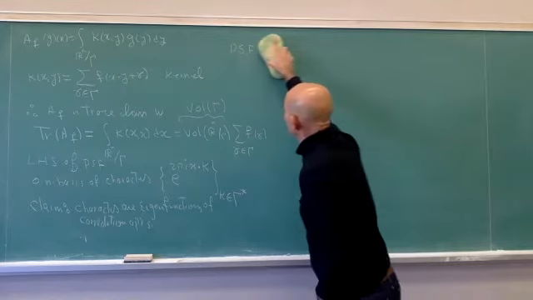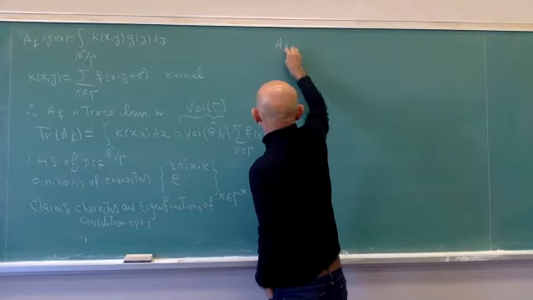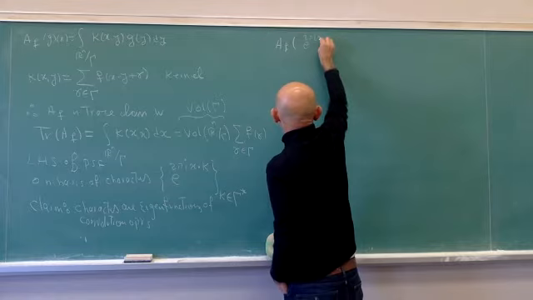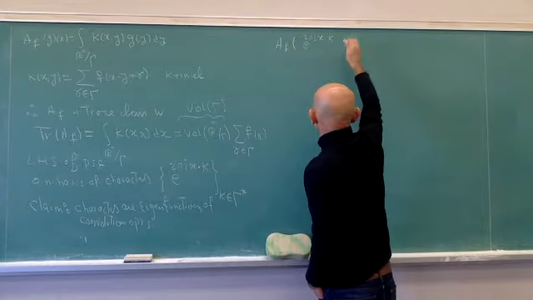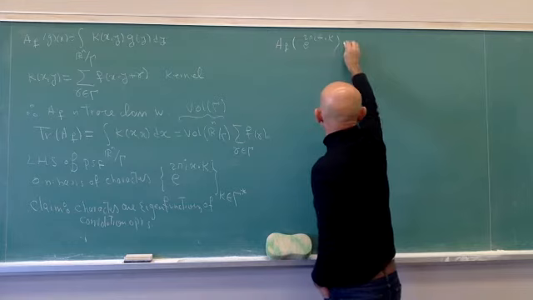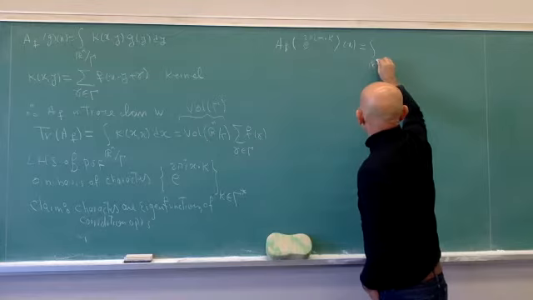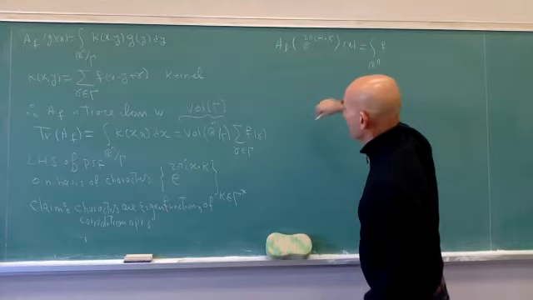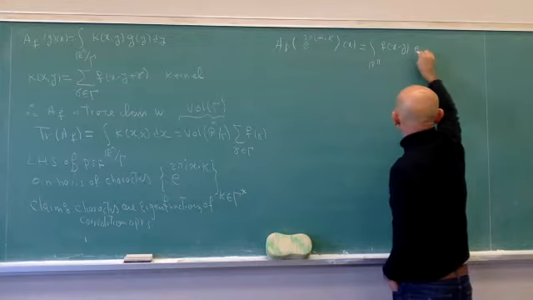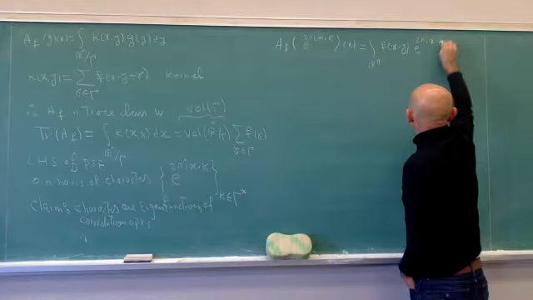The f of these characters, the f of this function e^{2πi x·k}. My notation is really not very good now, but you understand. Maybe I should write x, this is the k character. So by definition, this is the integral over R^n of f(x−y) e^{2πi x·k}, then there's dx, right? Or dy, or dk, I'm sorry.